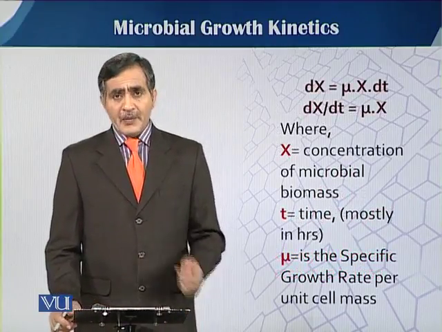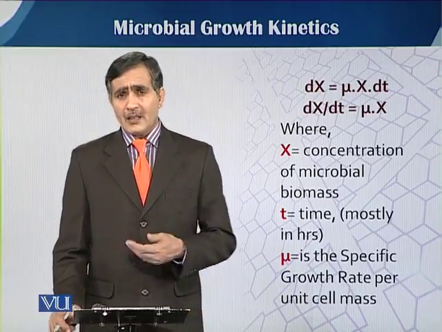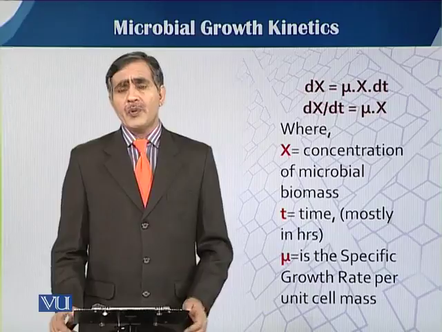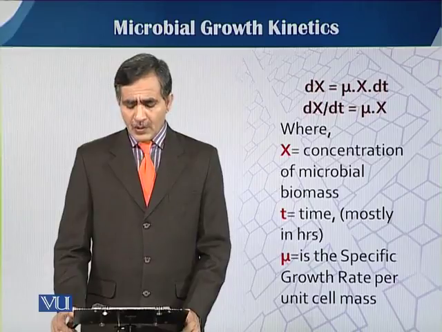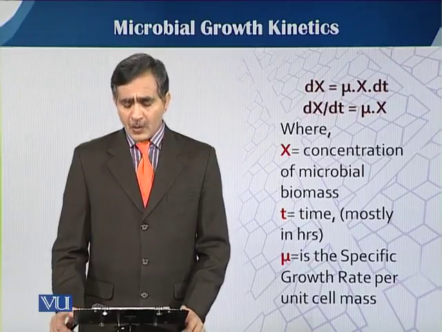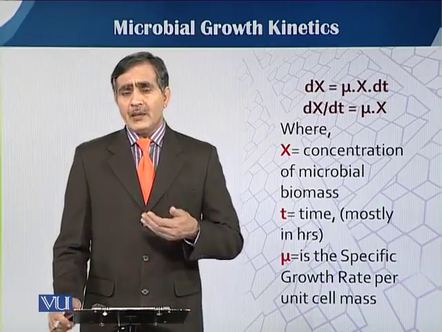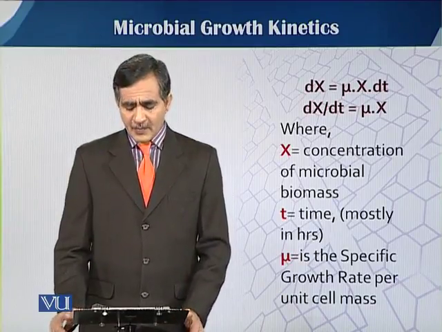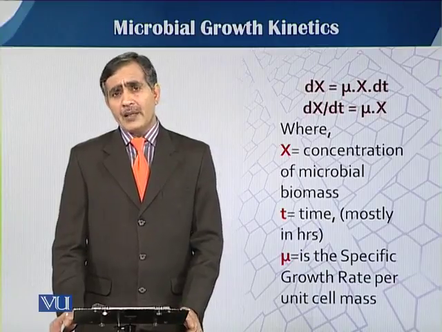As in the previous slide, you see that dx, the change in biomass, is directly proportional to the time. When we change this proportion with a constant, then we can write dx is equal to mu, that is known as the specific growth constant, times x, the biomass associated with this whole growth, and dt is the change in time. So the change in biomass with respect to time, dx over dt, is equal to mu dot x.